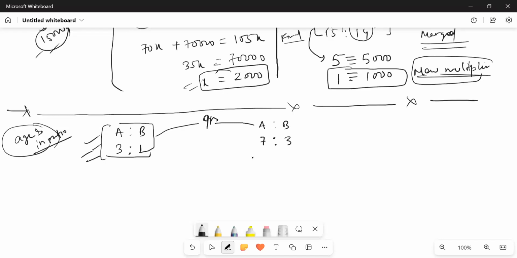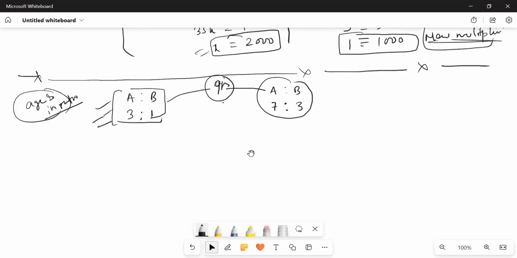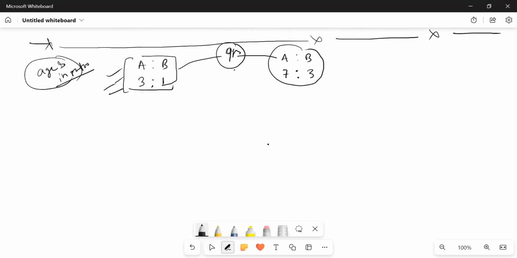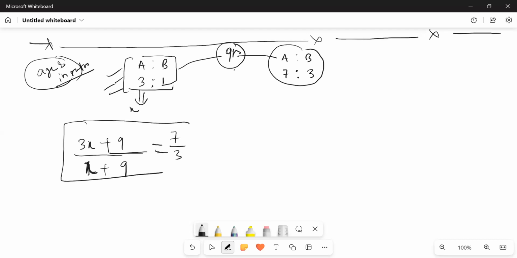So the initial ratio is there, the change is there, what has been changed, and the new ratio is there. Again, I'll solve it in both ways, because if you are not understanding the way in which I am merging the ratio, then you can do it in the previous way. So if I take the multiplier of the first ratio as x, the age of A is 3x and the age of B is x. And then it increases by 9. Since after 9 years, B will also increase by 9. And this will give you your second ratio, which is 7:3. So this is one way to calculate.